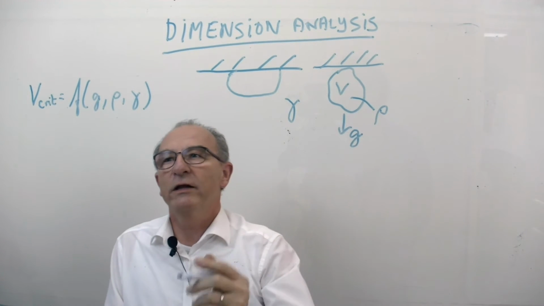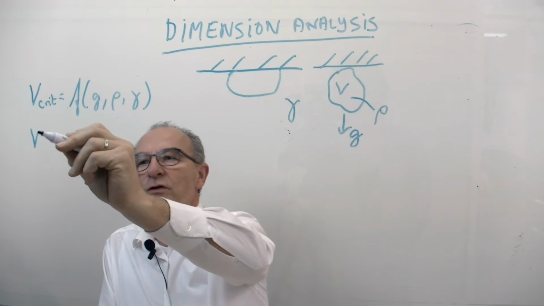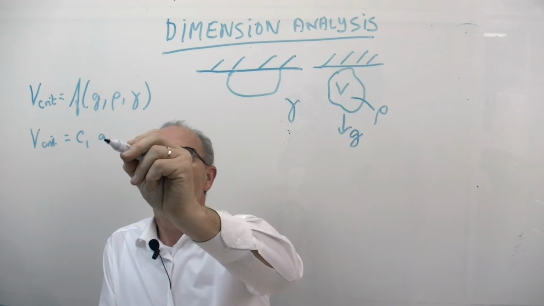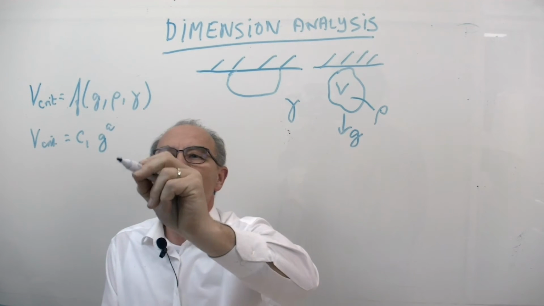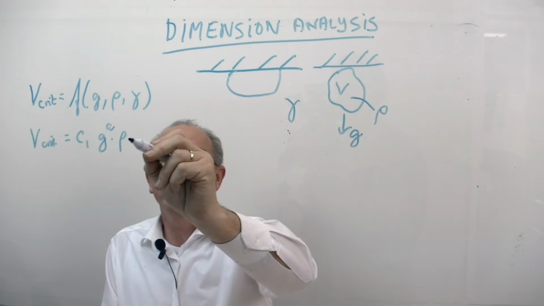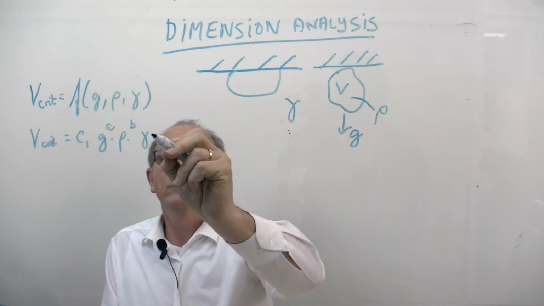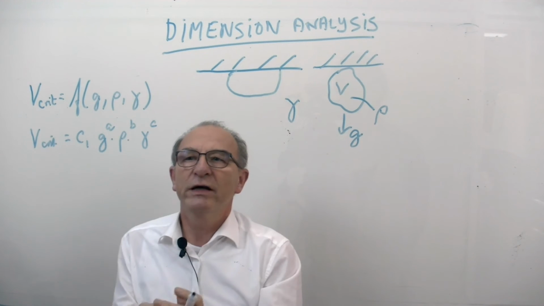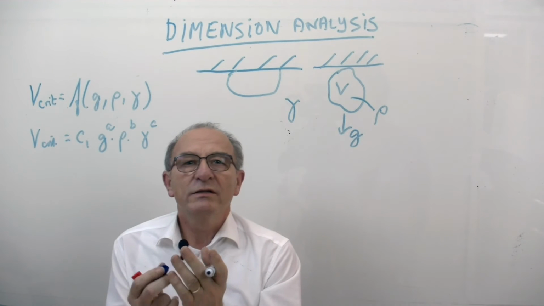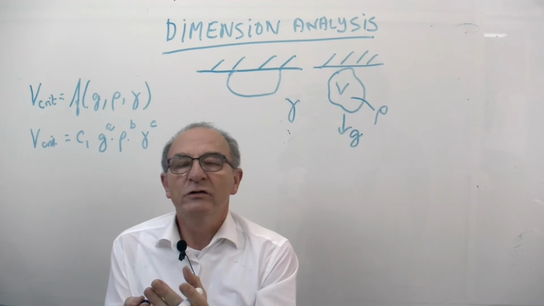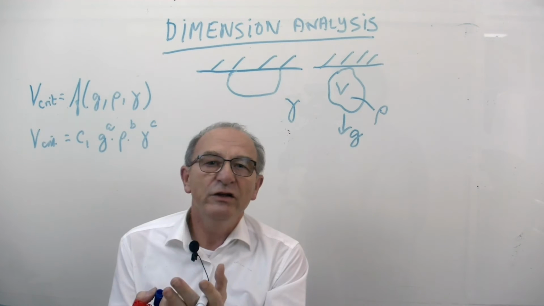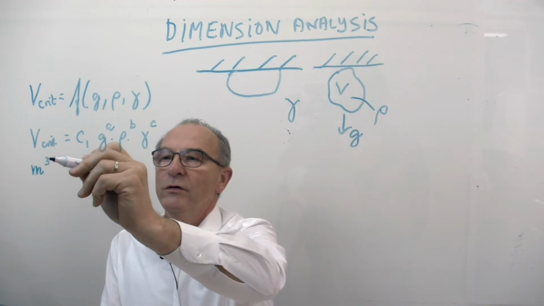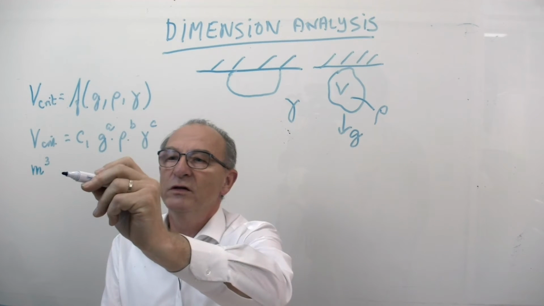Now dimension analysis states that this critical volume can be written as a constant multiplied by the gravity constant to the power A, multiplied by the density to the power B, and the surface tension to the power C. Now we have a relation between the left and the right side, and the principle is that you now look at the dimensions. So what we now write down is the SI units of each of these properties. Well, the volume has the dimensions of cubic meters.